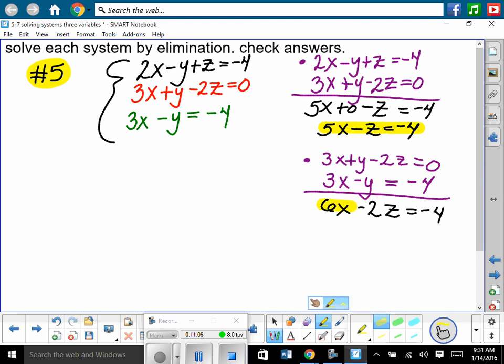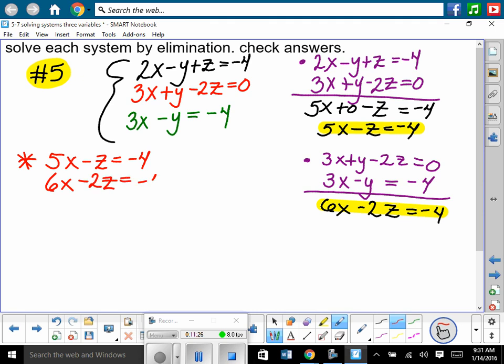So now we have these two highlighted equations with x and z's only, right? So I'm going to go off now, and just to keep my work nice and pretty, a little star. So I'm going to use those two equations, 5x minus z is equal to negative 4, and 6x minus 2z is equal to negative 4, to solve for x and z. And now it's just like we did the other day, right? Just two variables, so we can solve by elimination. So I'm going to get rid of z.